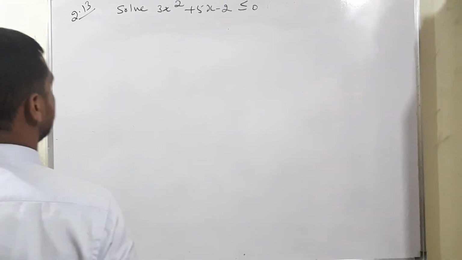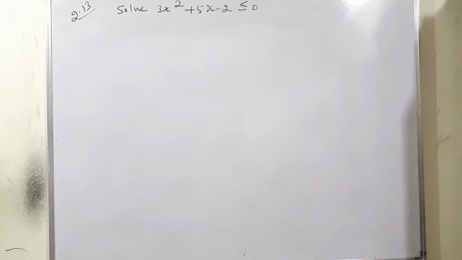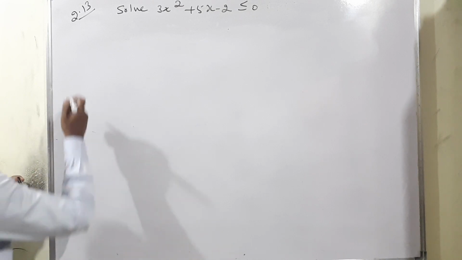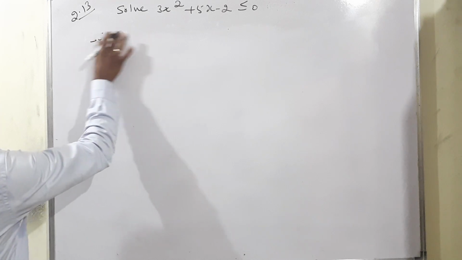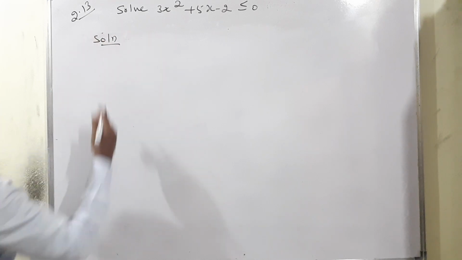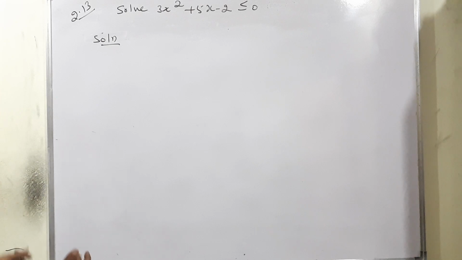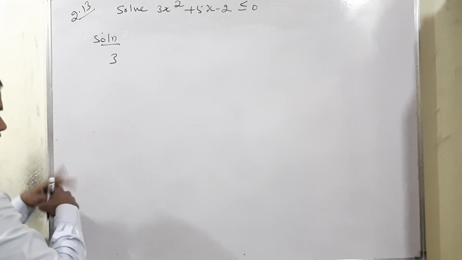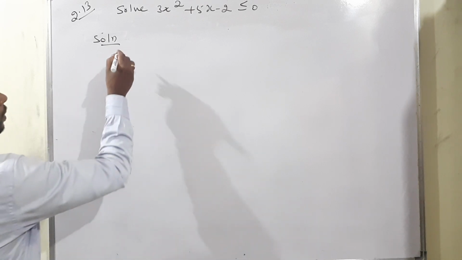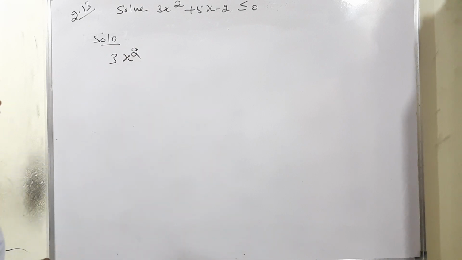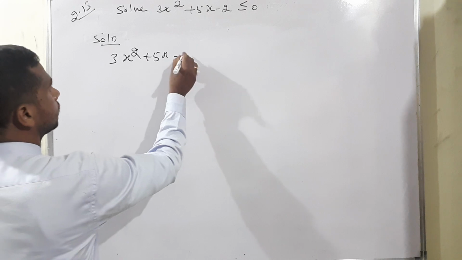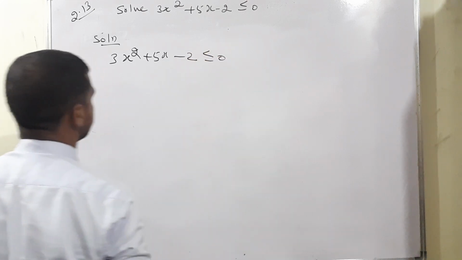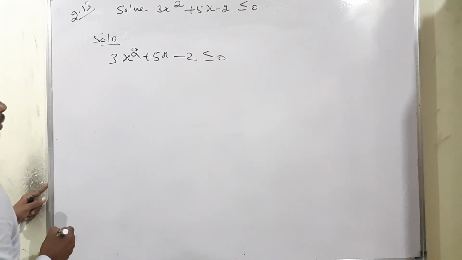Example 2.13, solve 3x square plus 5x minus 2. Solution: 3x square plus 5x minus 2 less than or equal to 0. So now first, what do we have to do?